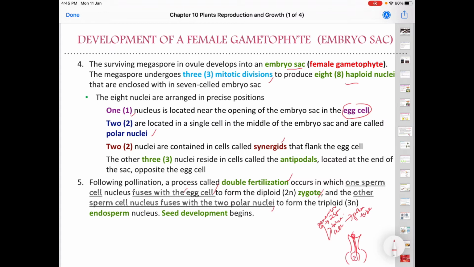Okay, one sperm will fuse with the egg cell to form the zygote, which is diploid, and the other sperm will fuse with the polar nuclei to form the endosperm. So that is why this process is called double fertilization, because the sperm fertilize two times.